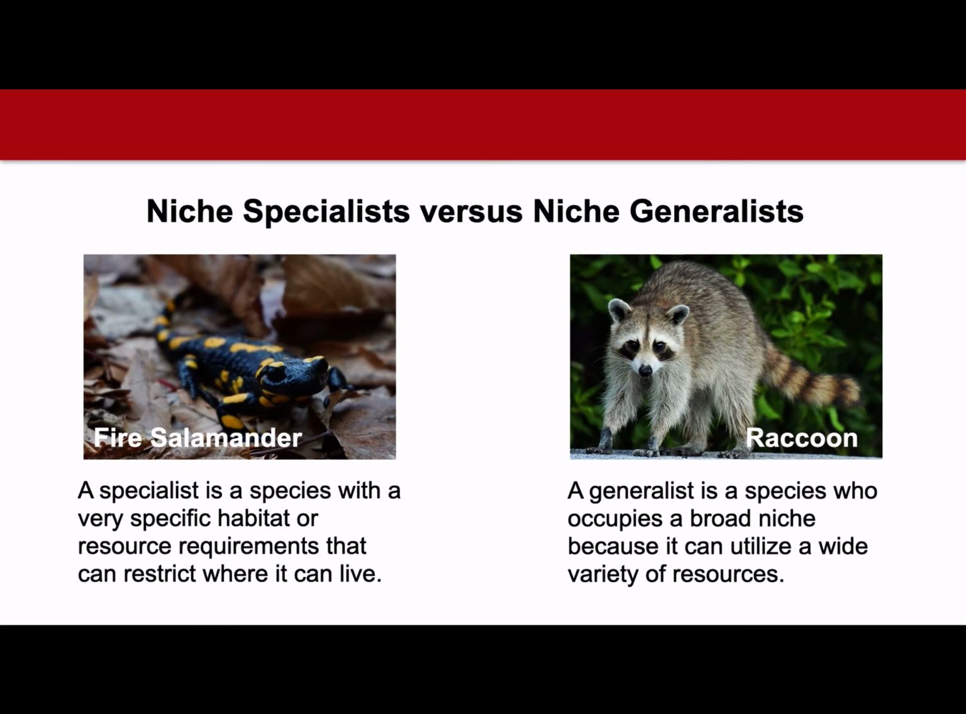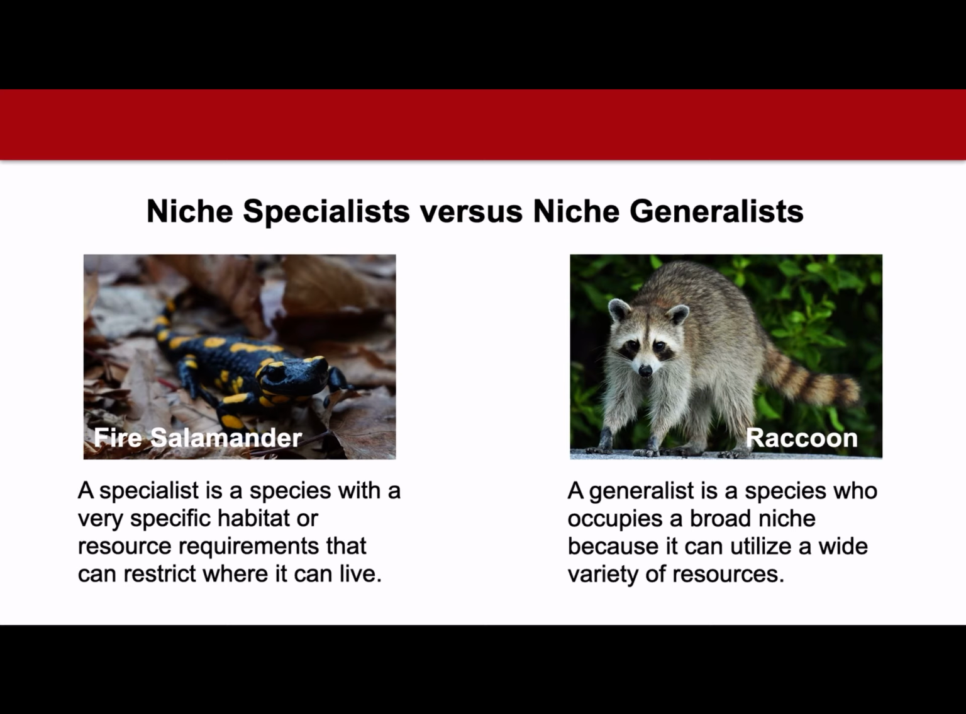We can divide organisms into two groups when we are distinguishing how they utilize a niche. Niche specialists are species that require very specific habitats or resources in order to survive. These requirements restrict where they are able to live, such as the case with this fire salamander. They live in the understories of damp forests and require ground coverings such as moss, logs, or rocks to hide under. They also must have access to clean, fresh water for their babies to grow and survive.